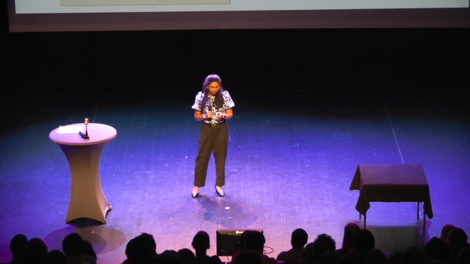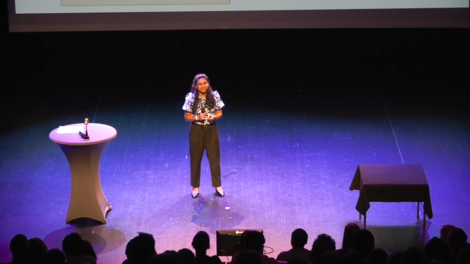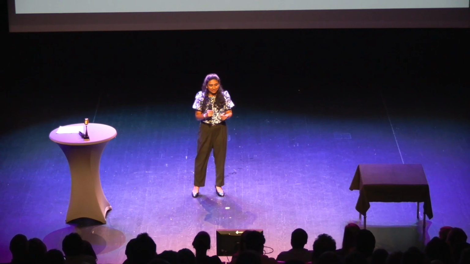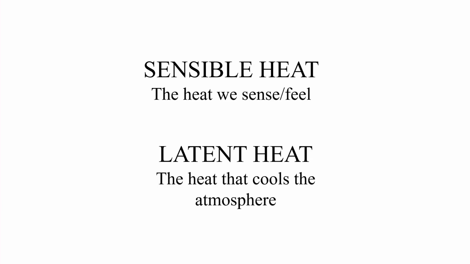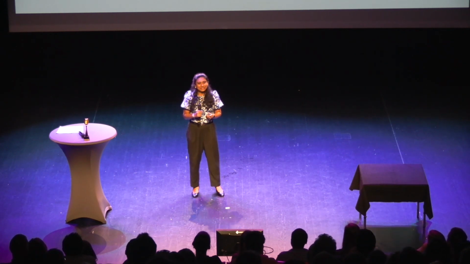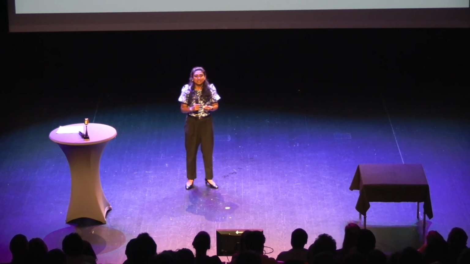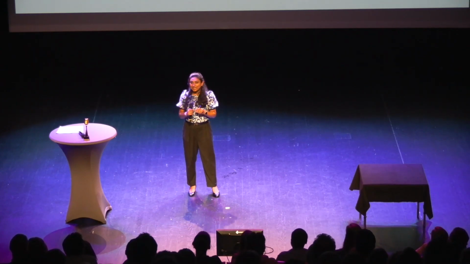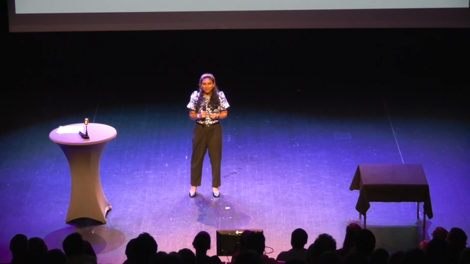Now you must be wondering, what is this sensible and latent heat? Sensible heat is the heat that we sense or feel. Latent heat is the heat that cools the atmosphere. So basically, we can say that plants are nature's air conditioner. As an air conditioner requires electricity for operation, a plant requires three things: love, care, and water.